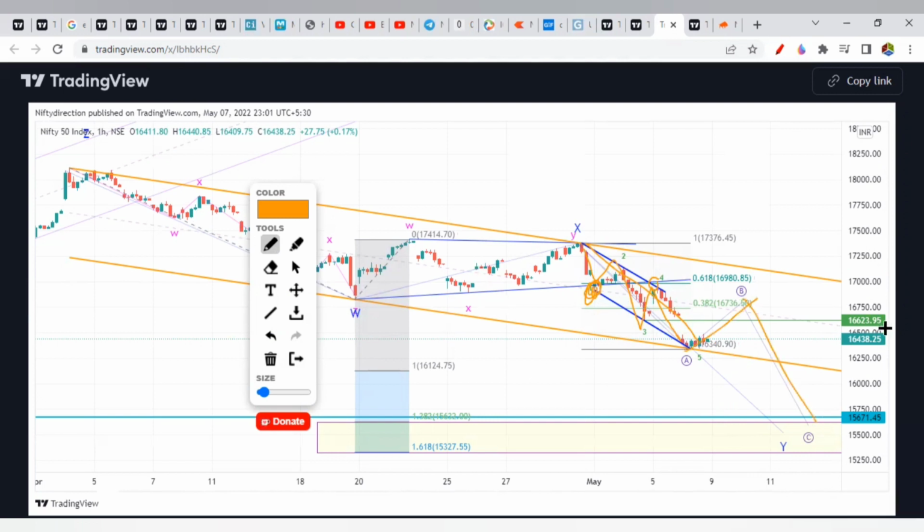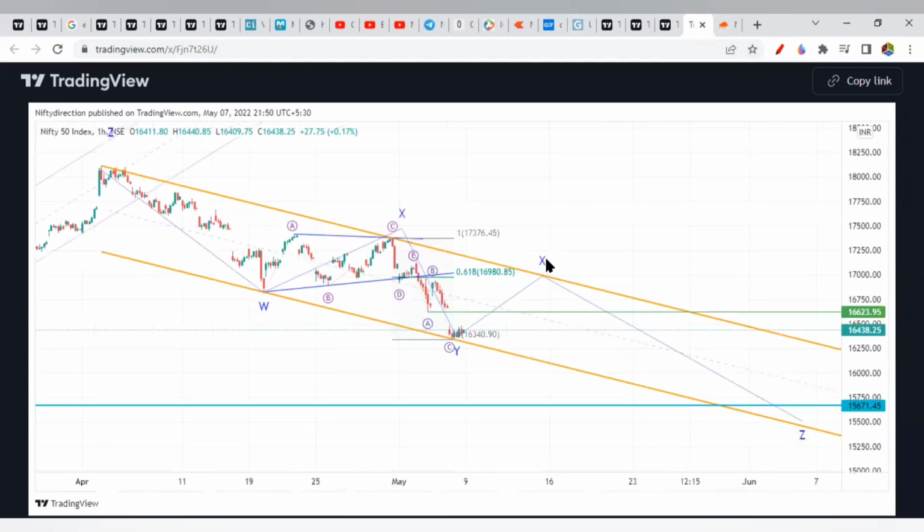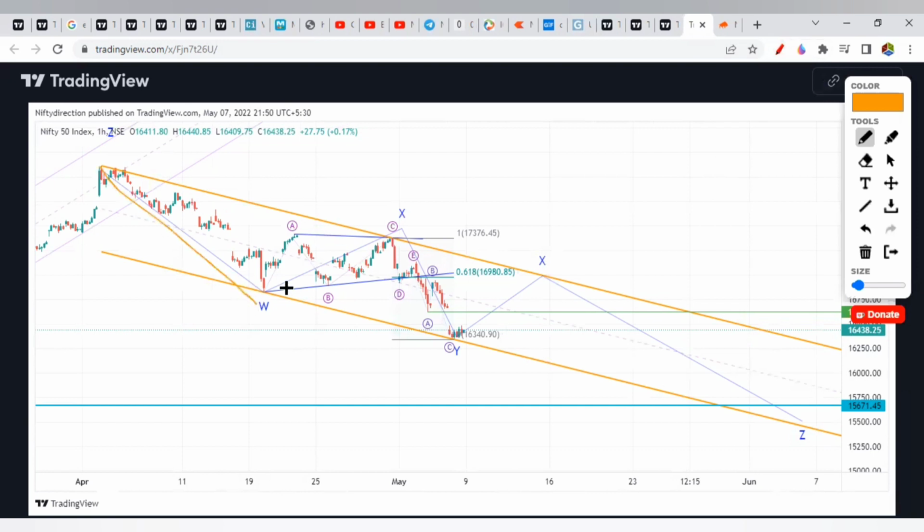So this is a complex correction that we are assuming once it breaks 16,624. Another way, and this has a 1% probability, you can say, because here the W wave was considered, the X wave was again considered as a triangle. And here A, B, and C waves are considered at the channel low. And if this view is valid, then it will shoot up towards the larger trend line of the channel.